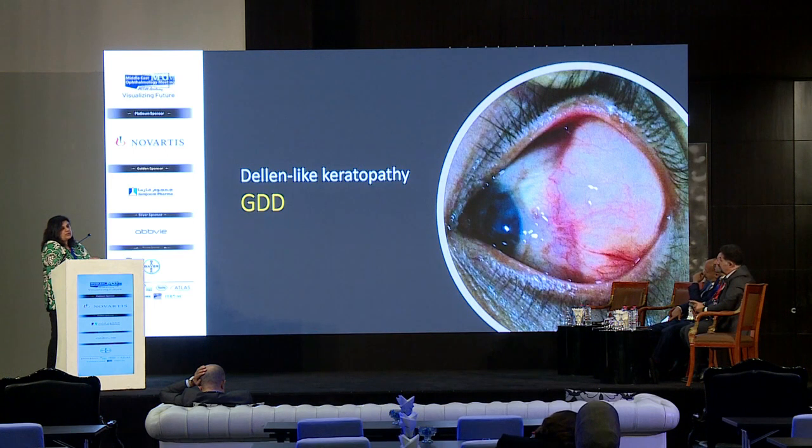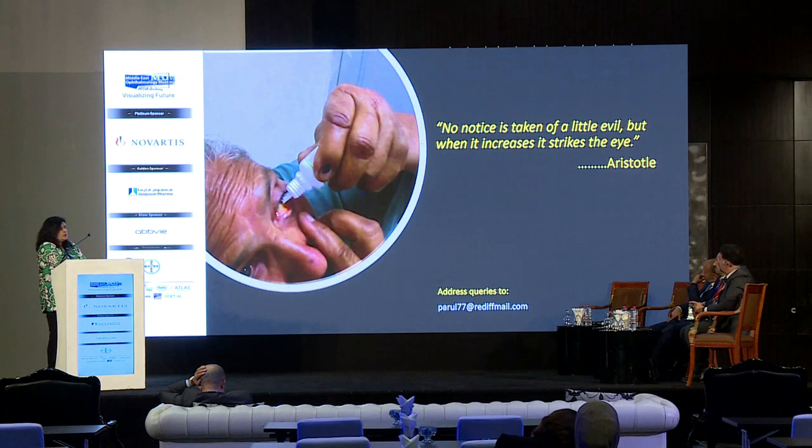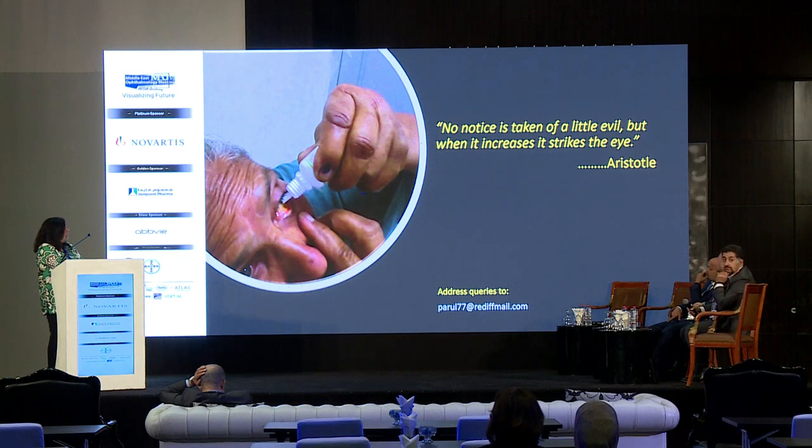Even glaucoma drainage devices produce Dellen-like keratopathy, which can be very, very inconvenient for the patient. So no notice is taken of a little evil. We don't know that a little bit of ocular preservative drugs, which are there in our anti-glaucoma medications, are making a very compromised quality of life for our patients. So you have to address all these issues in the earlier stages of glaucoma if you want your patient to be happy and have a good surface.